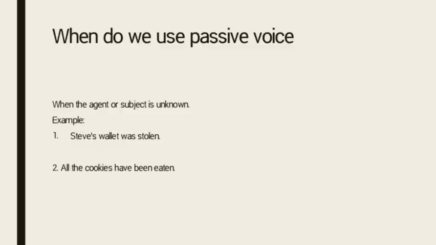Steve's wallet was stolen. Here, wallet is the object and it was stolen, but we don't know by whom. We don't know the subject here. So we can use passive voice. And another example: all the cookies have been eaten. Here, we are not aware of the subject, that is, who ate the cookies. So we can use passive voice here.